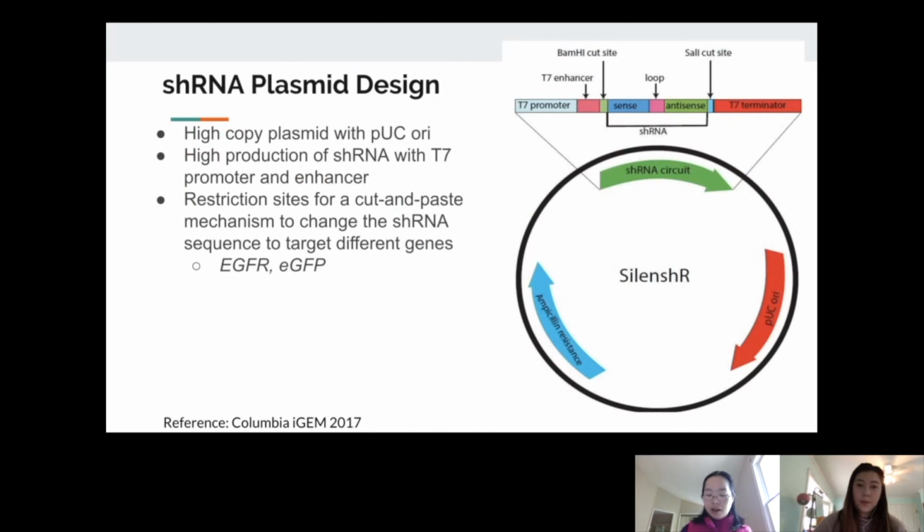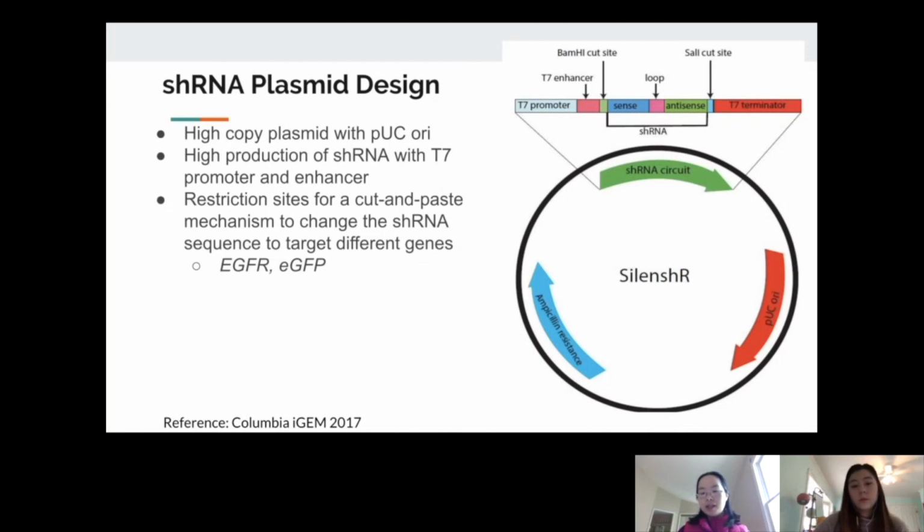Now we have the invasion mechanism being controlled by the quorum sensing, and we have the shRNA on a separate plasmid. One of the reasons I wanted to do that is we wanted extremely high production of shRNA, but we didn't want as high a production level of the invasion genes because they are pathogenic genes, so they're more dangerous. But the shRNA, it's fine. So we put the shRNA on a high copy plasmid with the pUC ori. This is a high copy number plasmid, with a T7 promoter enhancer for high production of shRNA.